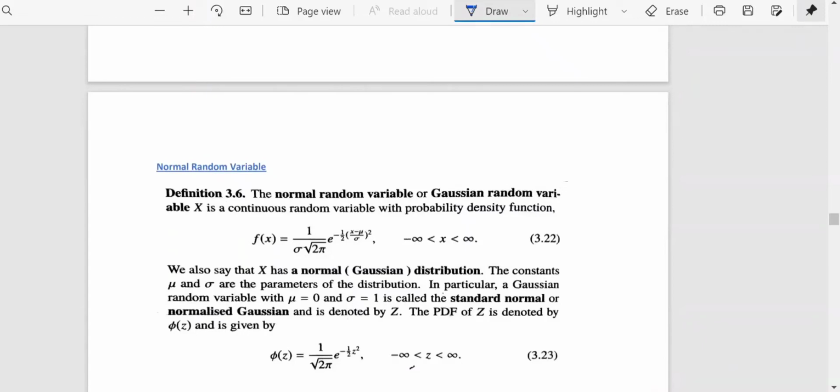Good morning, everyone. In today's session, we will be discussing normal random variable and normal distribution.